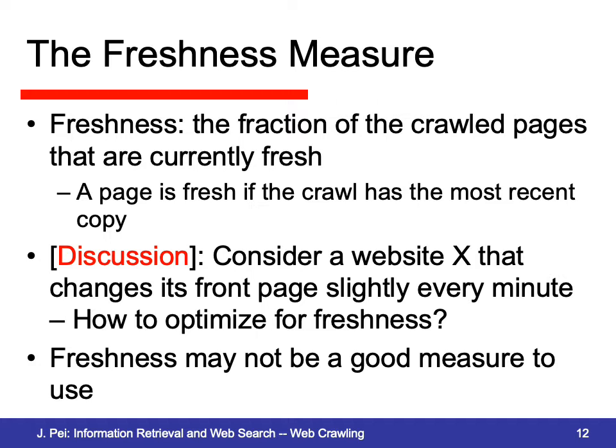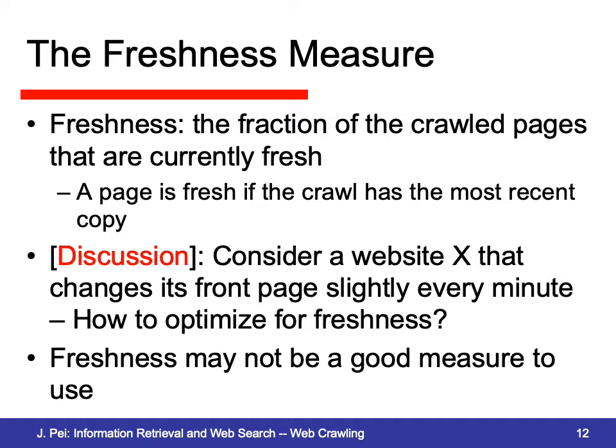Probably the most straightforward thinking is to use some kind of freshness measure. Here, the freshness can be measured by the fraction of the crawled pages that are currently fresh. A page is fresh if the crawler has the most recent copy. If a page is fresh, it takes a value of 1, and if it is not fresh, it takes a value of 0. We can sum up the freshness of all the pages and try to maximize the freshness.